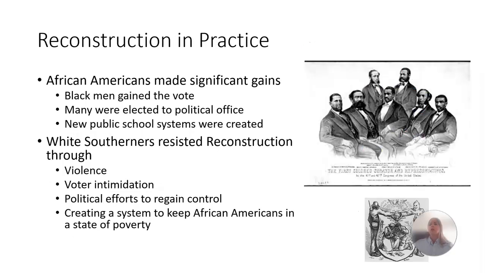So, here we go. Reconstruction in practice. During Congressional Reconstruction, African Americans, they voted in large numbers. They held political office. Here's the first congressmen and the first senators that were African American. They helped build public schools. This was a moment of real progress, but we do see a lot of resistance and strong resistance in the South. White Southerners used violence, such as the KKK. They used voter intimidation. They regained political control, and at the same time, they created a system to keep African Americans in a state of poverty, which is known as sharecropping. And sharecropping often led to debt, dependence, and limited mobility.